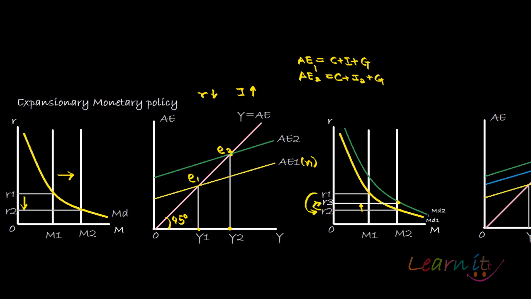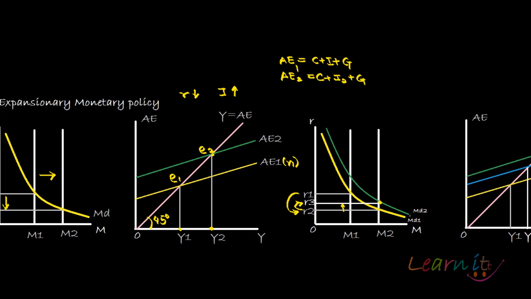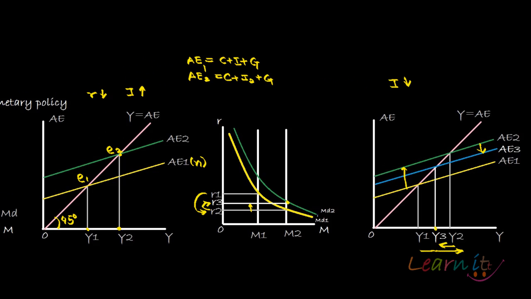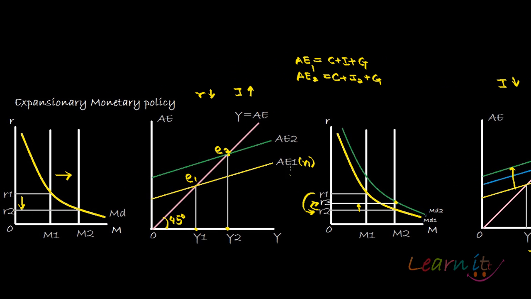Clear? And because of the increase in interest rates, investments would fall, and hence your aggregate expenditure curve would again move backwards. First of all, it will increase from AE1 to AE2, and then it will move backward from AE2 to AE3, and hence this increase from Y1 to Y2 will be negated by an increase in the interest rates, and output would again fall back to Y3. So there is some overestimation of the increase in output because of expansionary monetary policy if you're not taking these feedback effects into account.